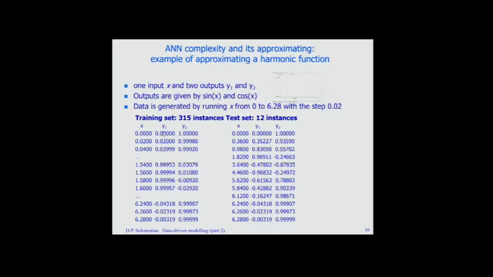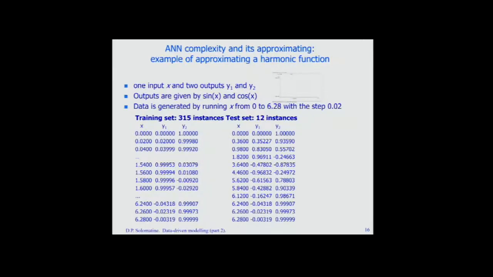And then I calculated the output. There are two outputs in this neural network. One is the sine function, which starts from 0, reaches 1, then goes back to 0, then goes to minus 1, and then back to 0, okay? And the second output is the cosine function, which starts with 1 and then goes like this, okay?